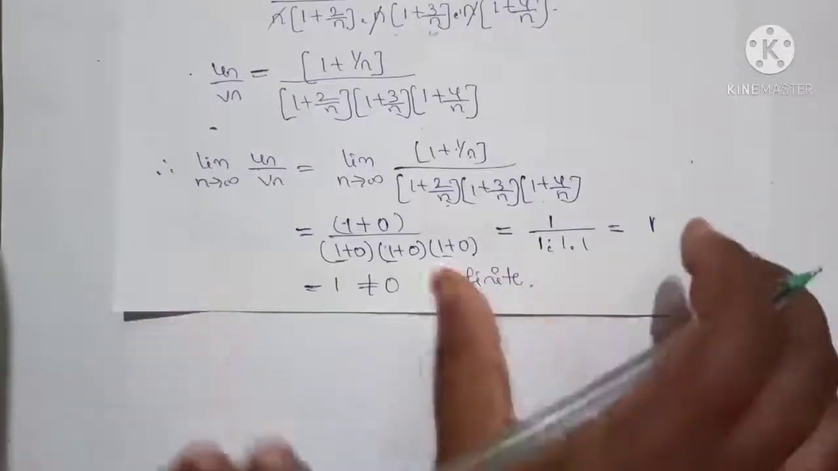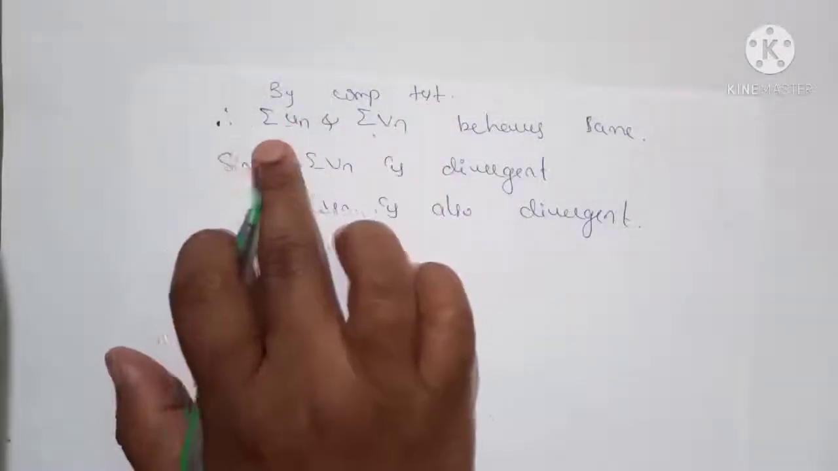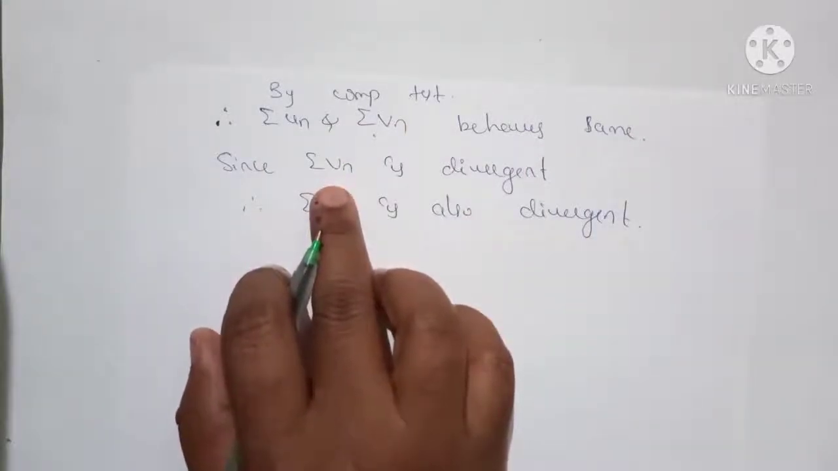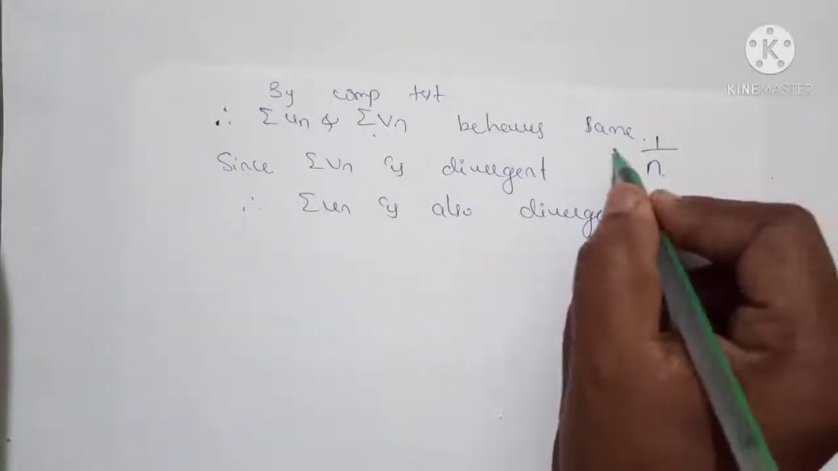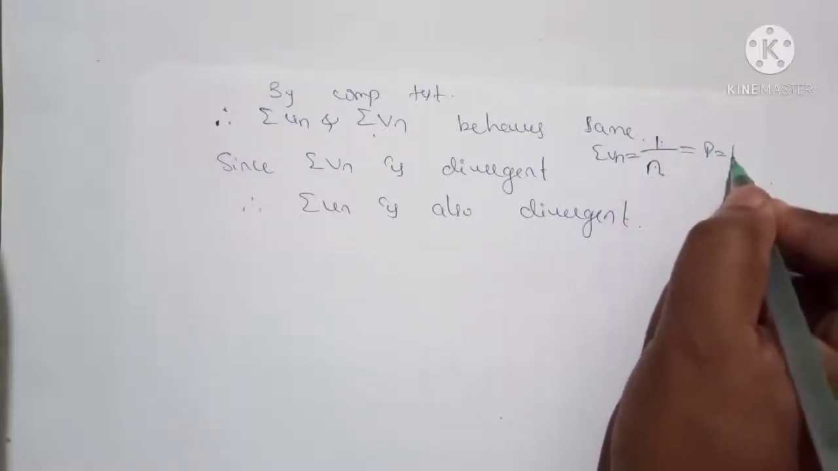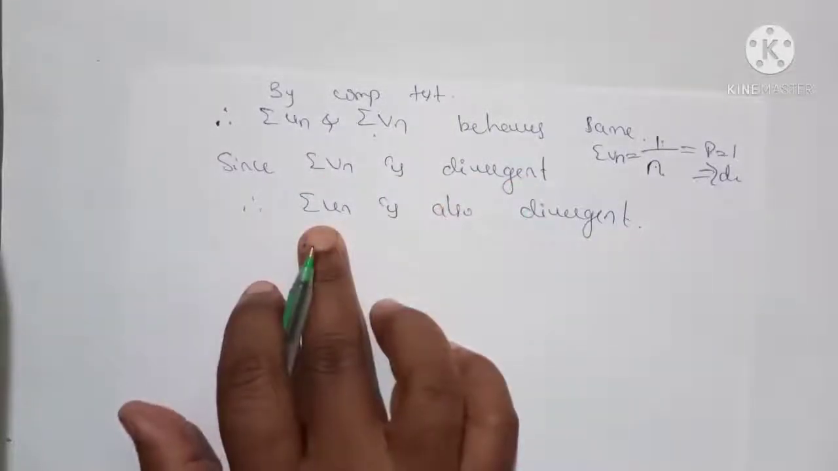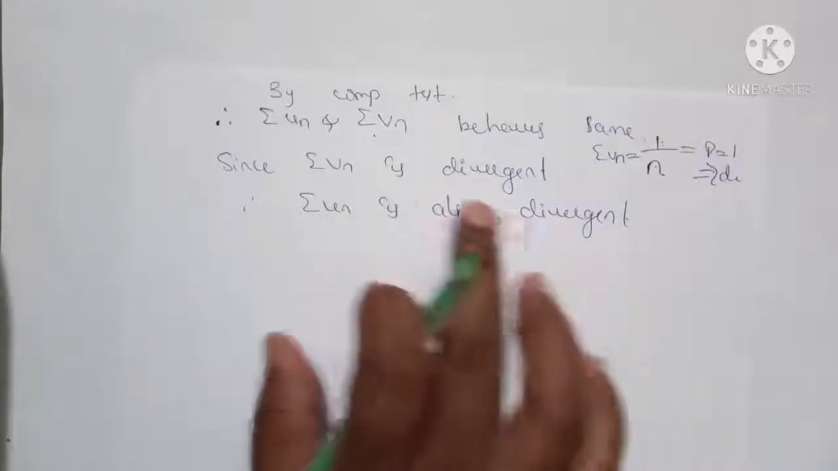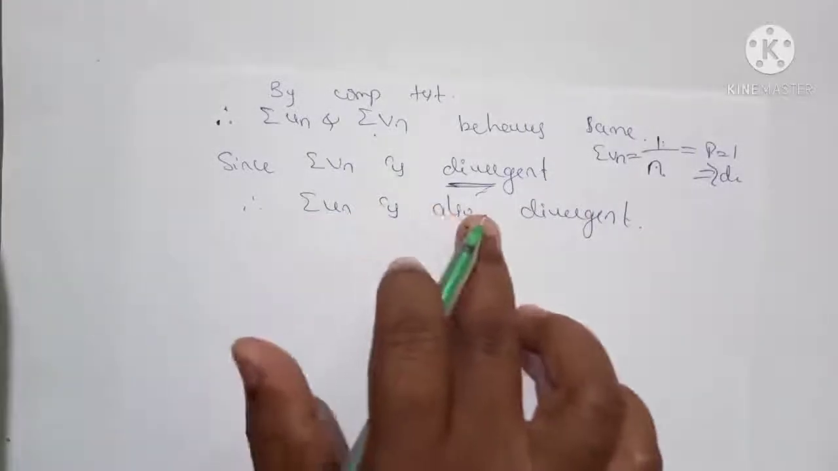So therefore, by the comparison test, both summation un and summation vn behave the same. We have chosen summation vn as 1 by n, which is a p series with p equal to 1, which is divergent. Therefore summation vn is divergent. Therefore summation un is also divergent, because un and vn behave the same by the comparison test. Therefore we can say that summation un is also divergent. Okay.